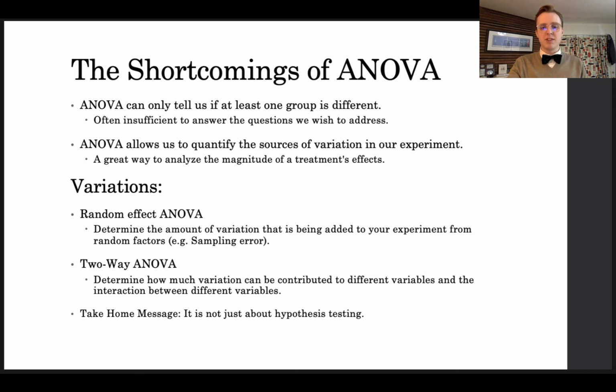This importance of ANOVA's ability to analyze sources of variation is even more apparent when we look at the other kinds of ANOVA. Random effect ANOVA allows us to determine the amount of variation that is being added to our experiment by random factors. For example, you can use it to determine how much variation is being caused by sampling error. Two-way ANOVA is even more cool because we can use it to look at how much variation was contributed by different variables, and it even lets us see how much variation is caused by the interaction between variables.